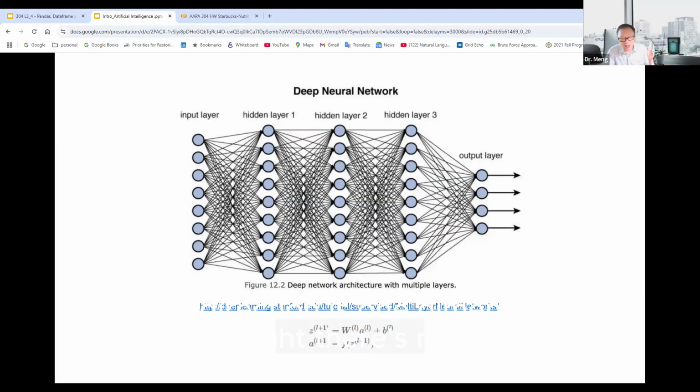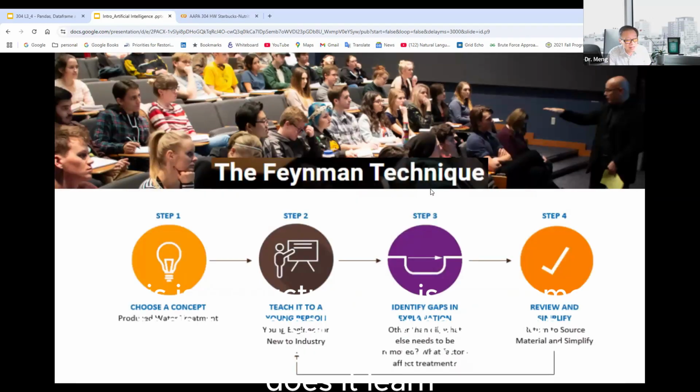And the direction is one-directional. It's from left to right. There's no right to left propagation. So this is the structure. This is a very famous technique.